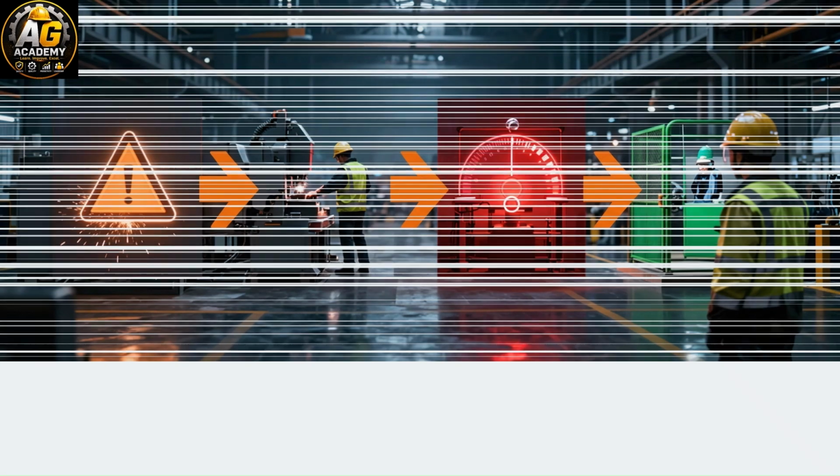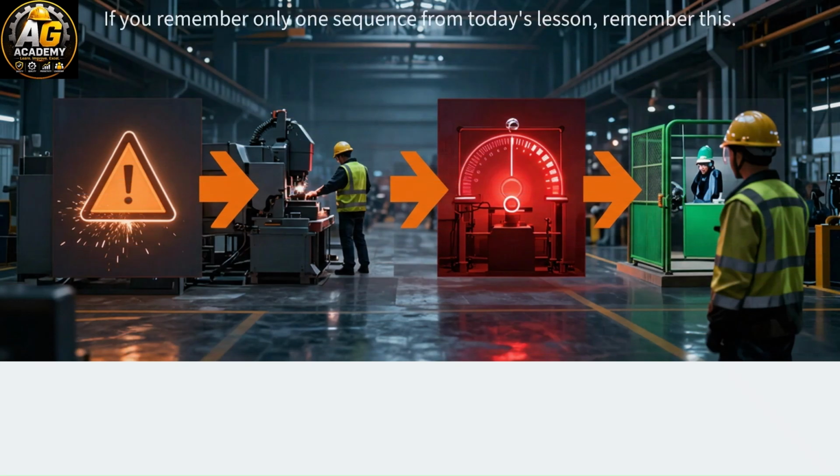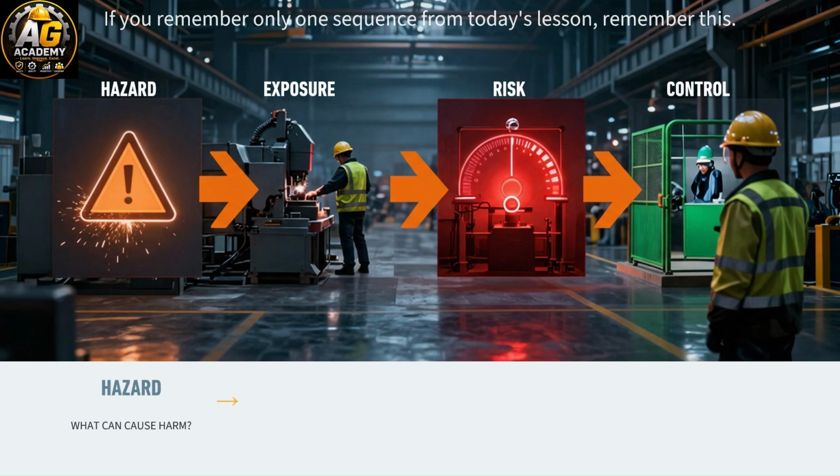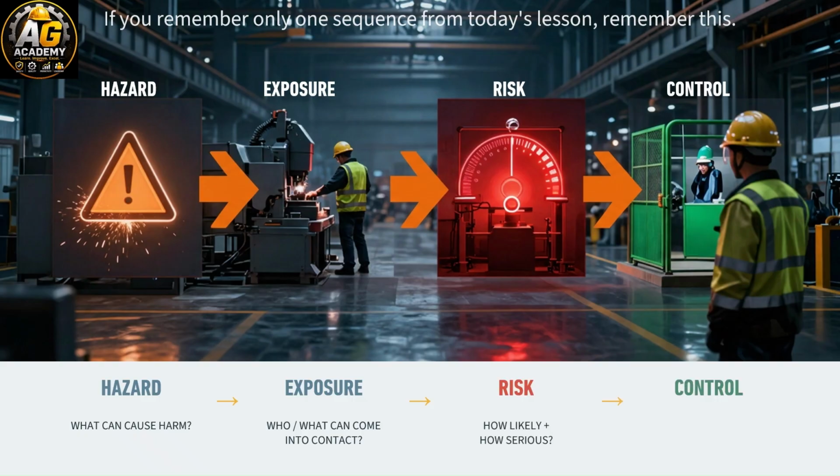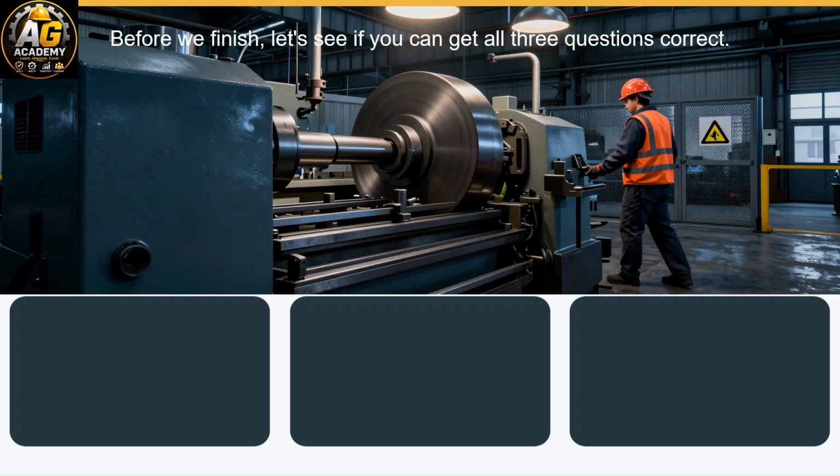If you remember only one sequence from today's lesson, remember this: hazard, exposure, risk, control. First, identify what can cause harm. Then determine who or what can be exposed. Understand the risk. And finally, decide how that risk can be reduced. Hazard, exposure, risk, control. Before we finish, let's see if you can get all 3 questions correct.